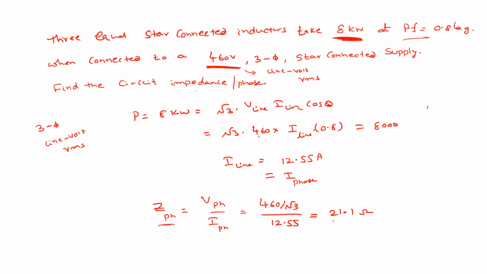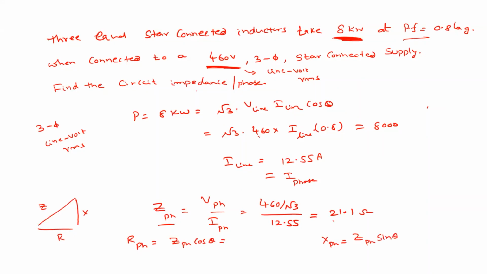Okay. So Z phase is given and you know the power factor. So how to decompose this into R phase? What is R phase? We have this triangle, you remember: R, X, and Z. First, cos theta is equal to R phase by Z. R phase is Z phase into cos theta. Agree? Similarly, X phase is Z phase into sine theta.